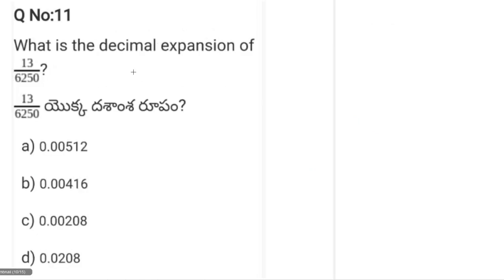Next problem. What is the decimal expansion of 13 by 6250? So 13 by 6250.